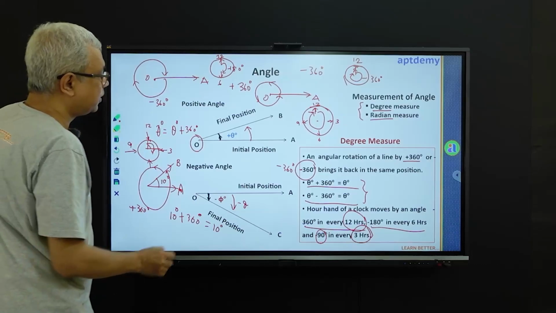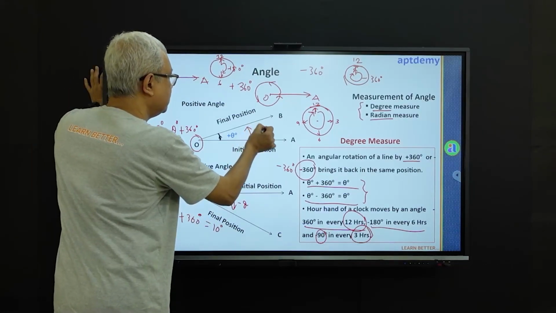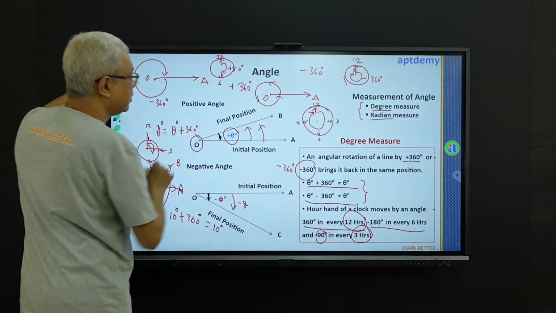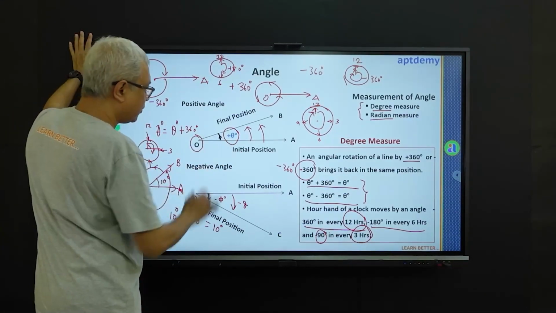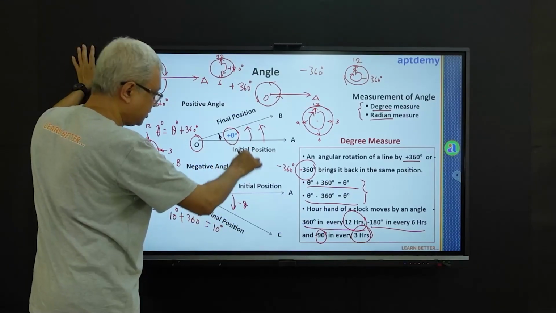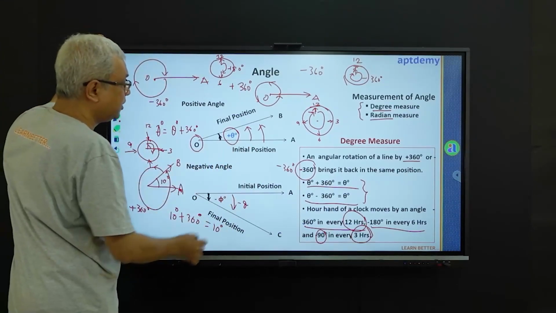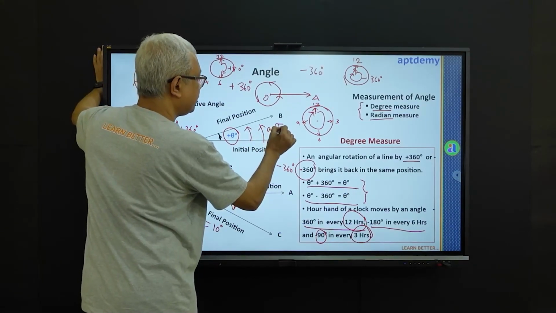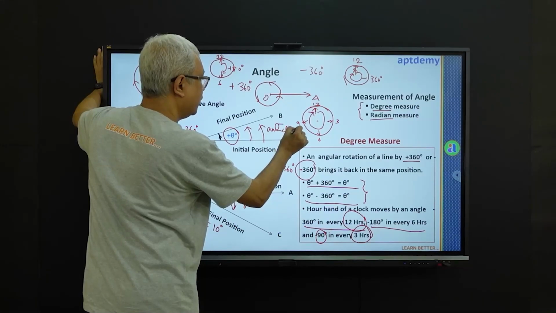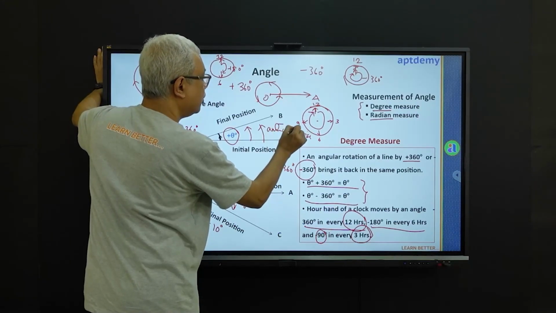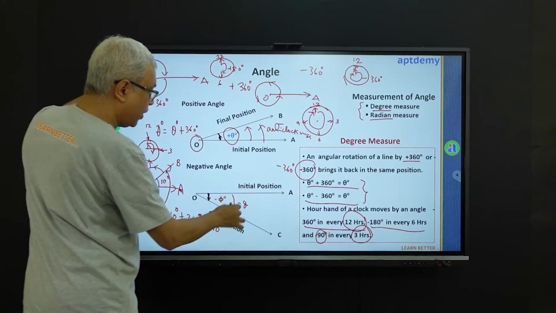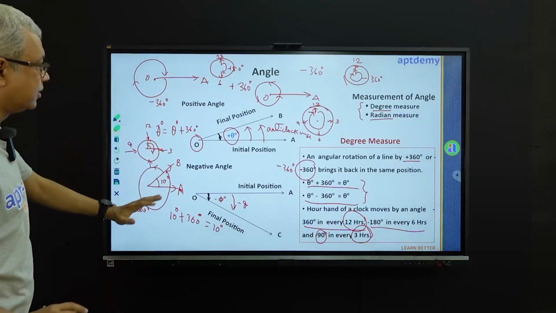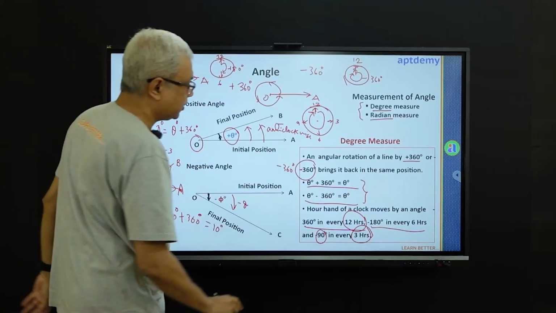I have already told that when the motion or rotation is in the anti-clockwise direction, the angle traced is said to be a positive angle. This is the convention. And in the clockwise direction, if the rotation takes place, then we say a negative angle is traced. Okay, so these are the basic conventions.